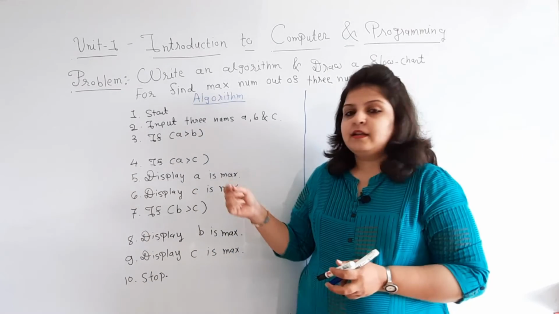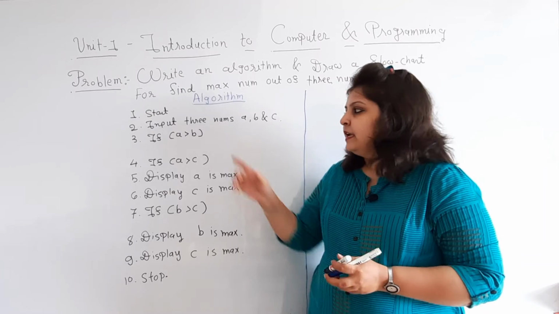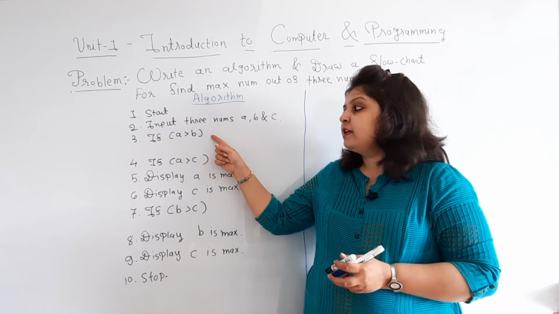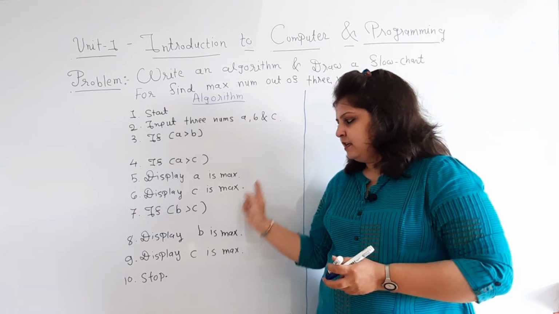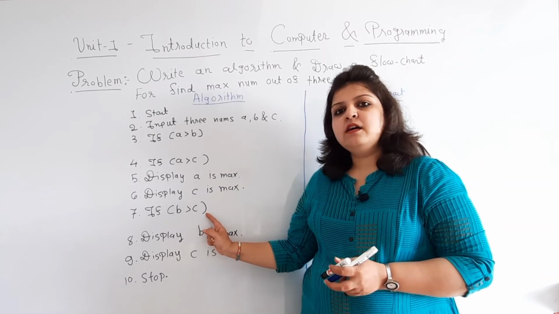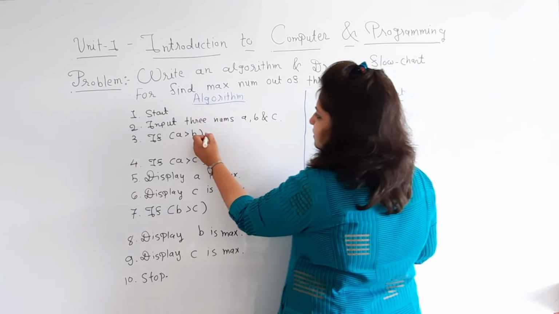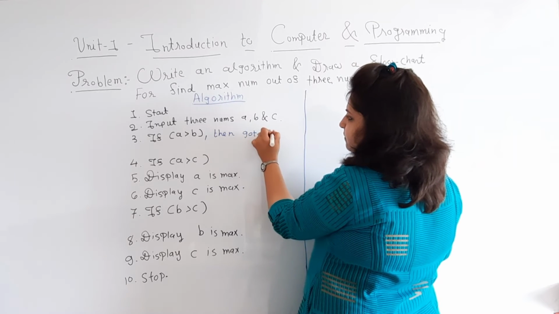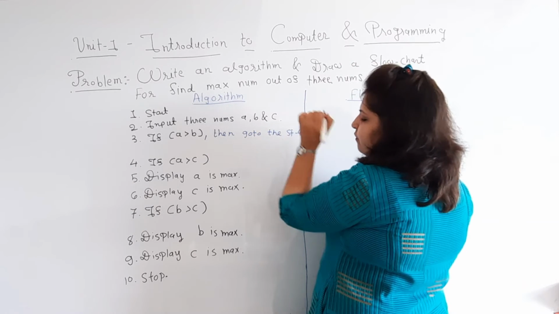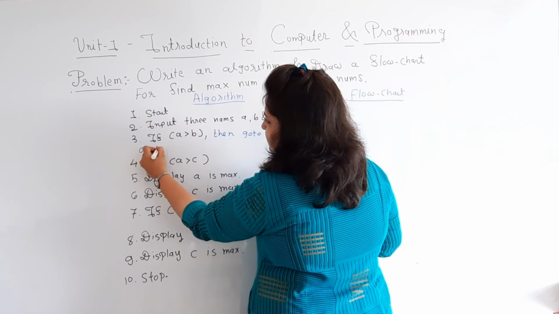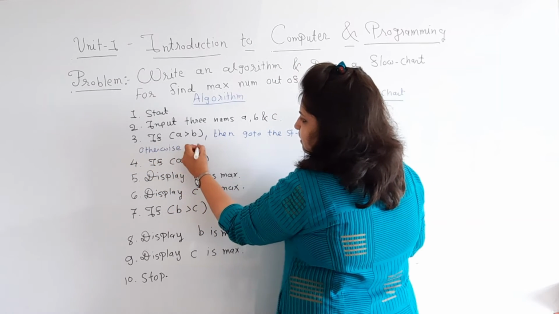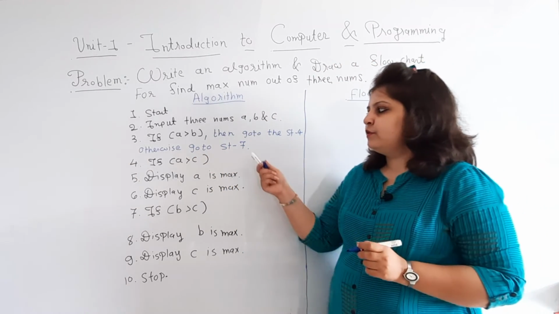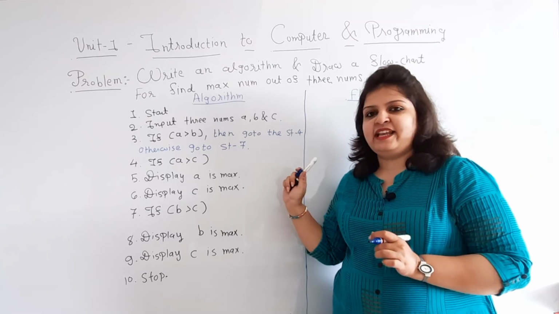stop. Now we have to set the control. If this condition is true, then statement number 4 will be executed, but if this condition is false, then execute statement number 7. So we have to write, then go to statement number 4, otherwise go to statement number 7. So this is completed. Now move on to the second statement.